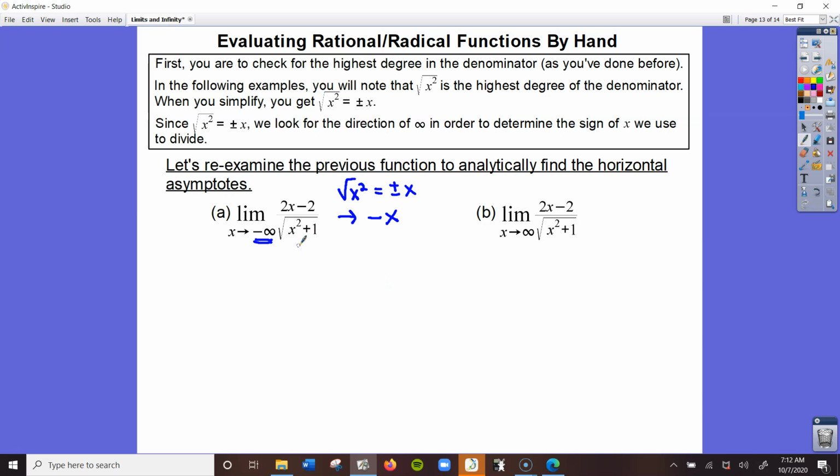So here we go. We're going to divide everything in the numerator by negative x. And then in the denominator, since it is still inside of the square root, we are still going to divide by x squared.